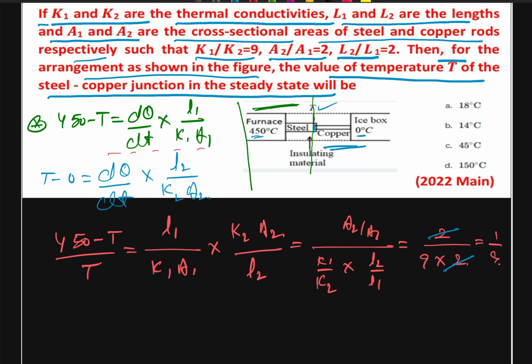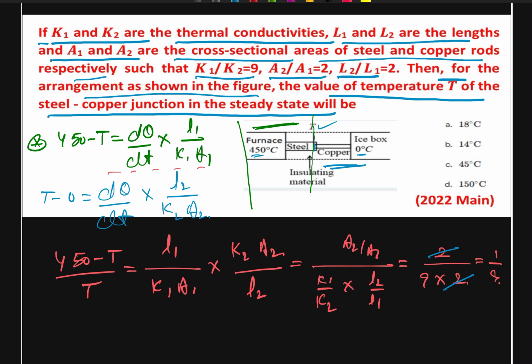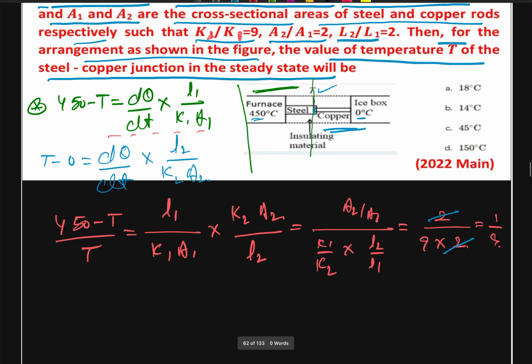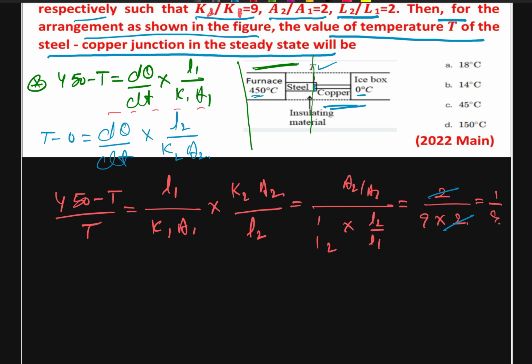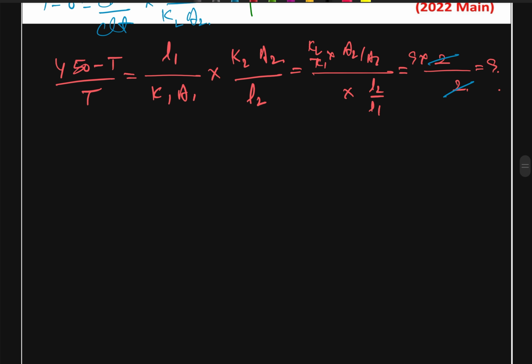K2 by K1 is 9. This is K2 by K1. So the rest is okay. So this is K2 by K1, and this will be coming as 9. So this ratio will be 9. Now it's correct.